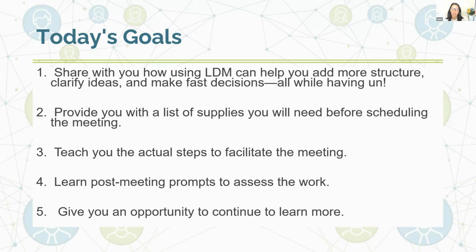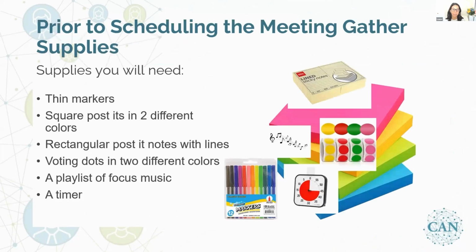So let's go to the next slide. I think we're going to dive right into it. These are the things you would need: some markers, some square Post-its in 2 different colors, rectangular Post-it notes with lines in it, and 2 different colors would be great. 1 is fine. You need some voting dots. You probably have some of those things in your preschool classroom. Some focus play music. You could use your phone for that, and some sort of a timer, or you can use your phone for that.